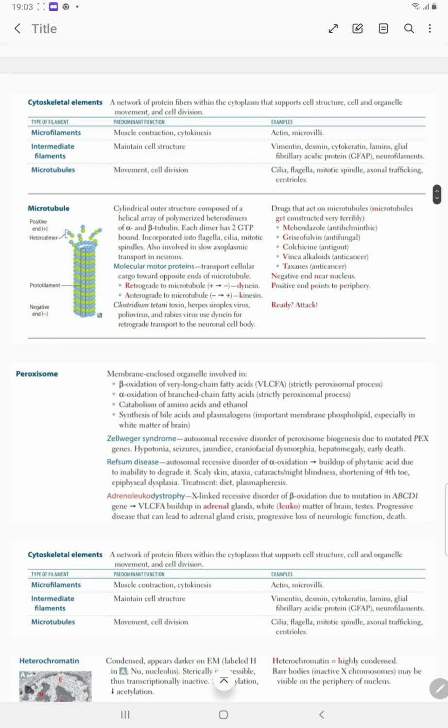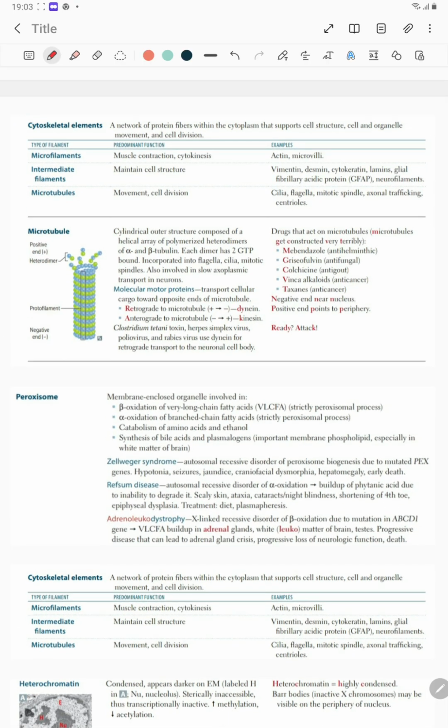Next topic is cytoskeletal elements. Cytoskeletal elements is also one of the questions asked previously. It contains microfilaments, intermediate filaments and microtubules. Microfilaments: we have actin and microvilli. Intermediate filaments: we have vimentin, desmin, cytokeratin, laminins, glial fibrillary acidic protein, which is a marker for pilocytic astrocytoma, and some neurofilaments. Microtubules consist of cilia, flagella, mitotic spindles and centrioles.